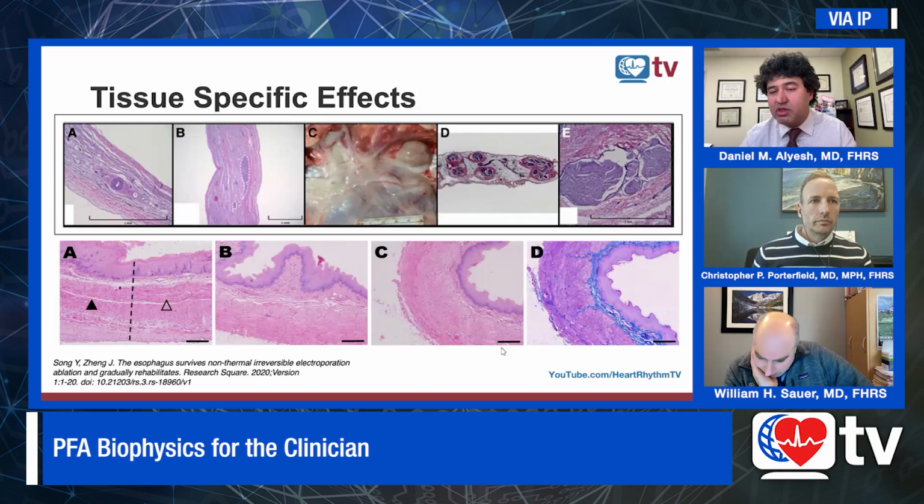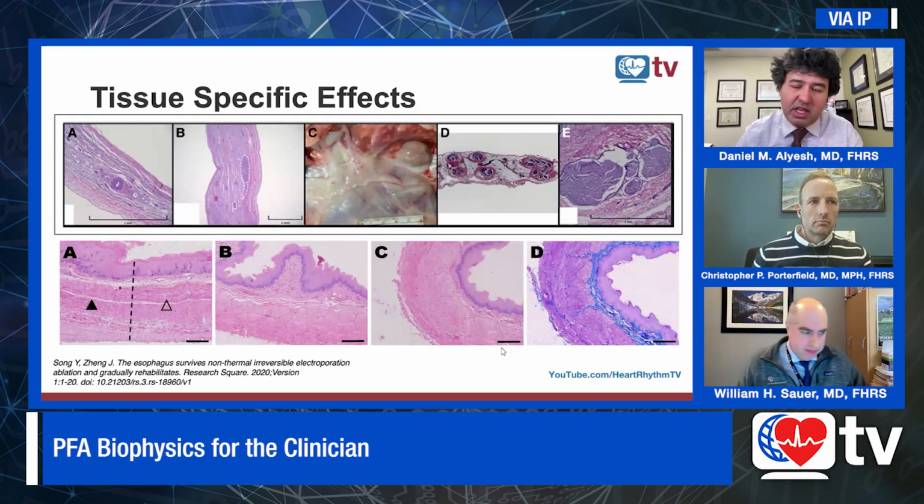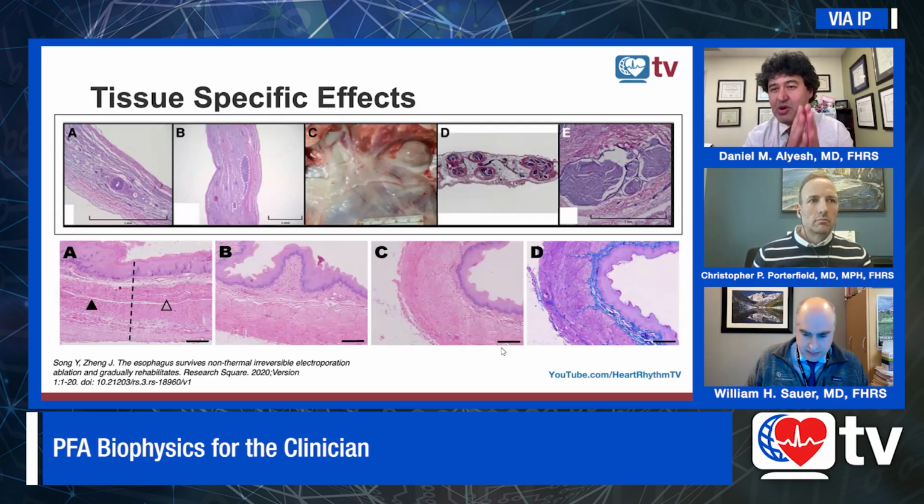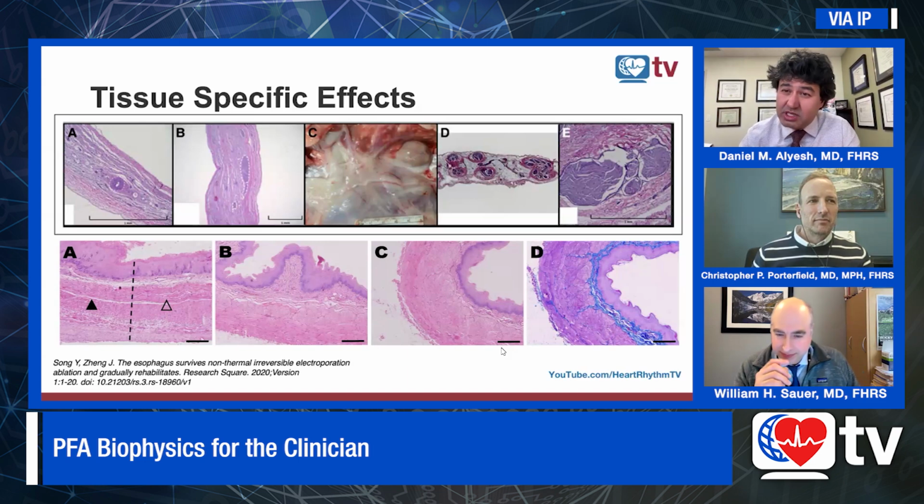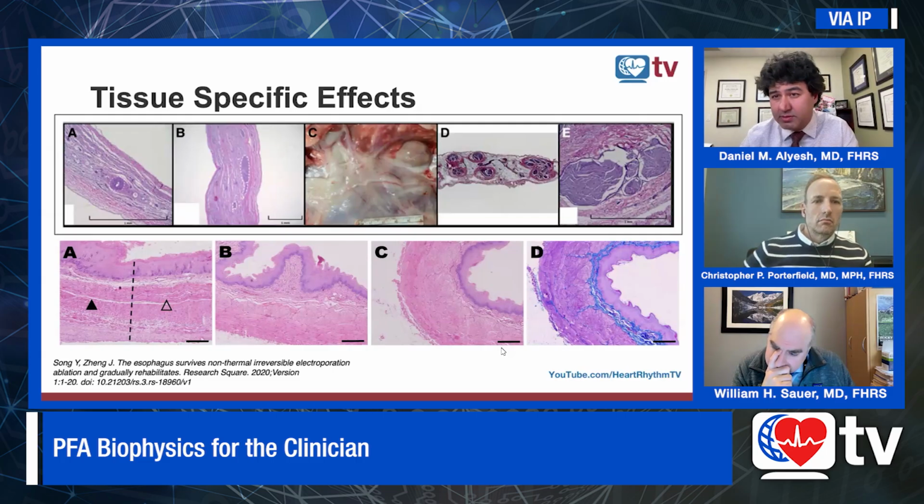PFA's effects, and I'll start with the positive. PFA's effects on other tissues such as the esophagus, or myelinated nerves, or ganglionic plexuses, and pulmonary veins as blood vessels. Can you comment on, I know I asked you to talk about a lot of things at once, but each one of those tissues, what are we seeing biophysically, and why is it beneficial to pursue this energy source relative to thermal?